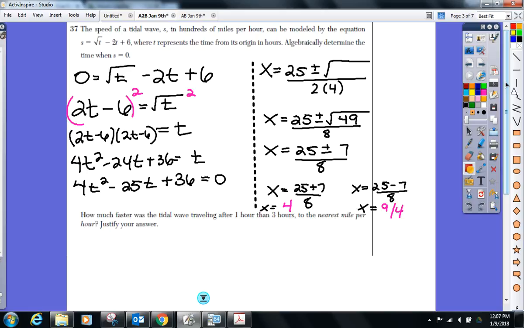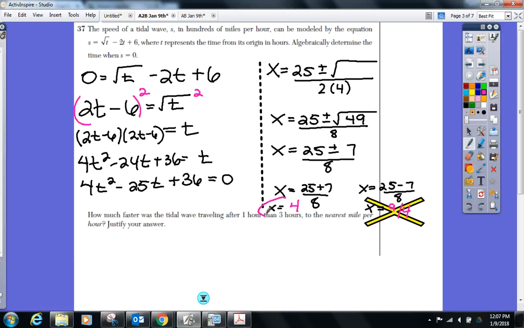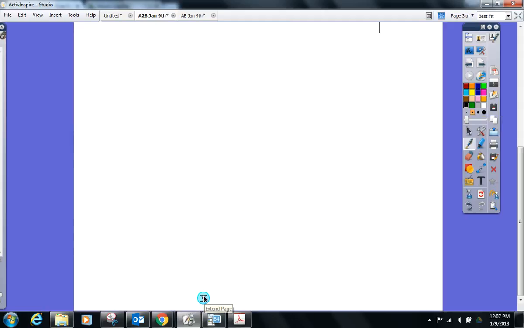No, which one did not give you 0? 9/4 gave me 3, not 0. So sorry. There's only one solution there: x equals 4. Always check a radical equation. Anything? That was the big part. All right, let's do part B now.